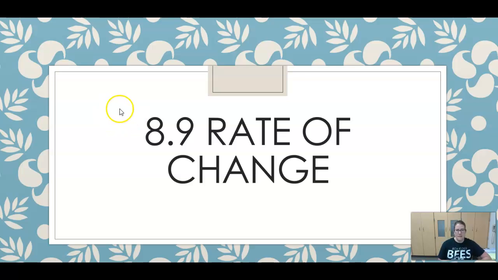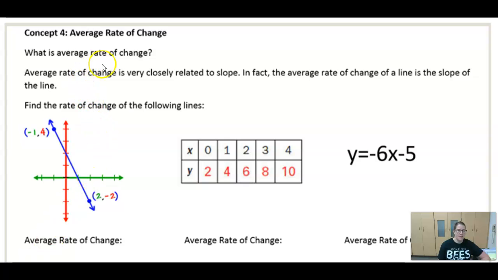Hi guys, this video is on average rate of change. So we're going to go ahead and start by looking at some different functions in some different forms. Average rate of change is basically the slope. So on a straight line, it is the slope.